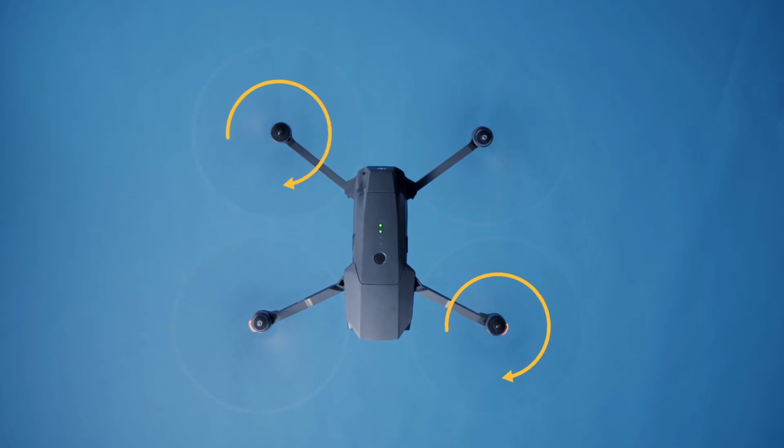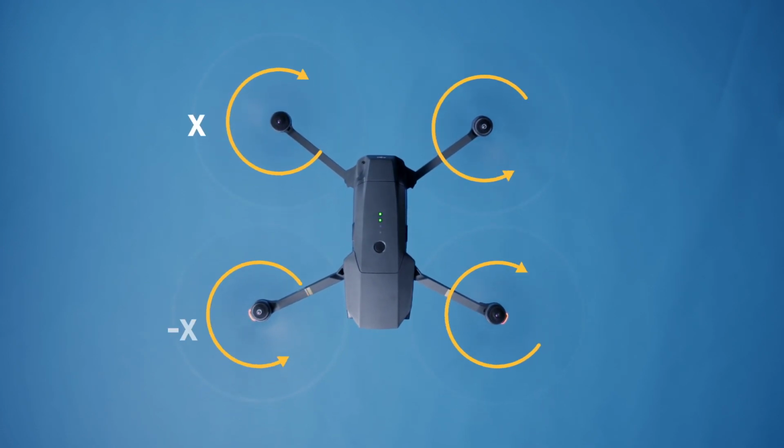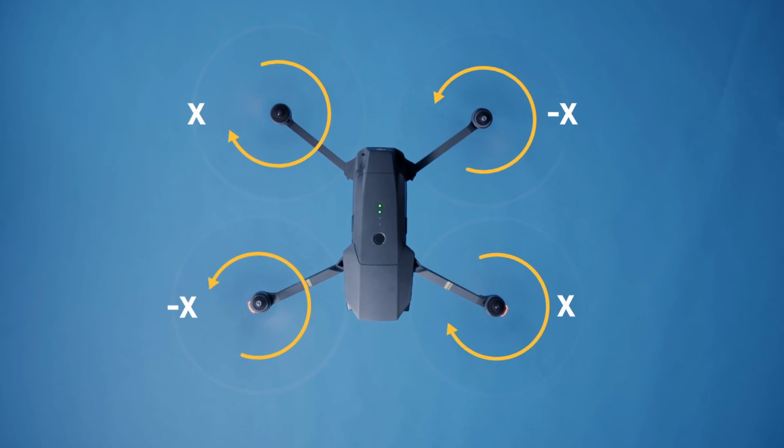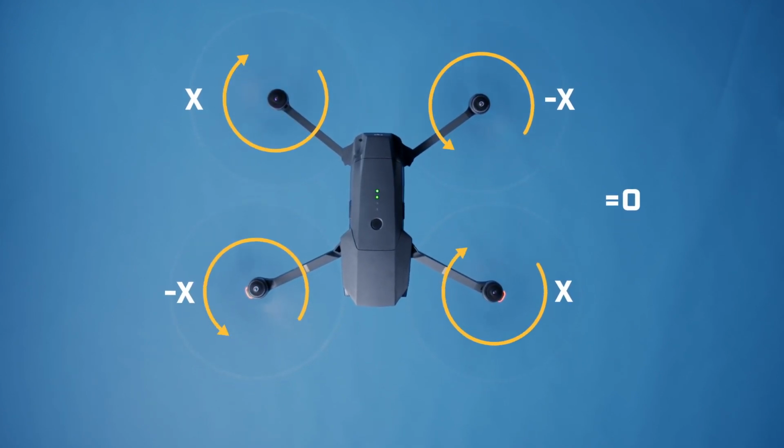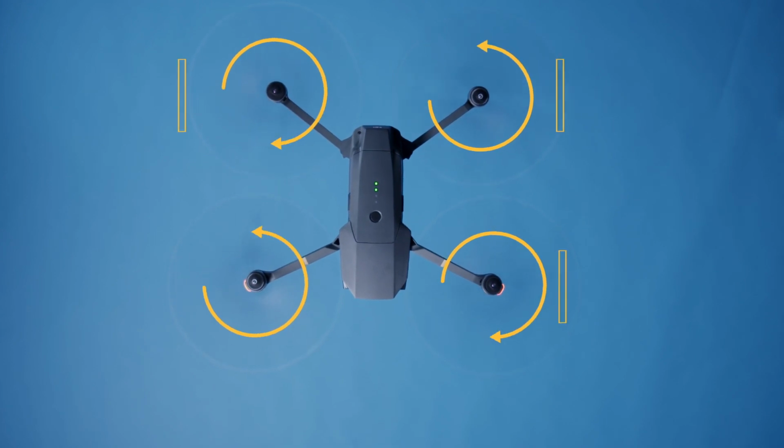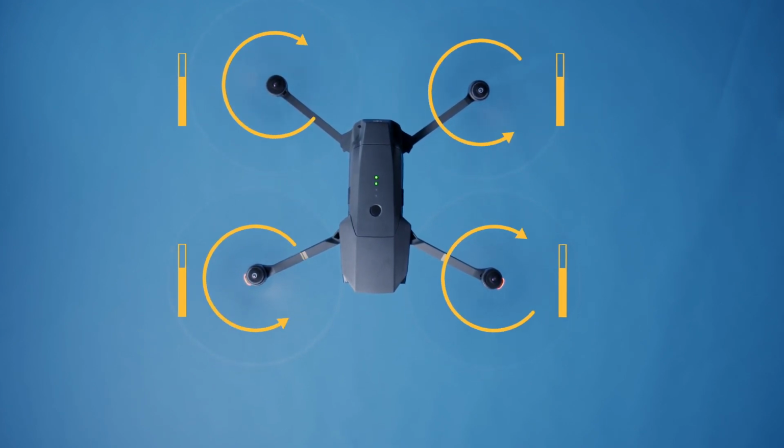2 rotors rotate clockwise and 2 counterclockwise. By rotating in opposite directions, this makes the total angular momentum 0 so that the drone as a whole will stay stationary. To hover, all motors push up the same amount.